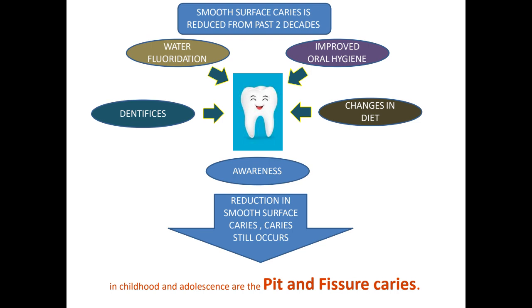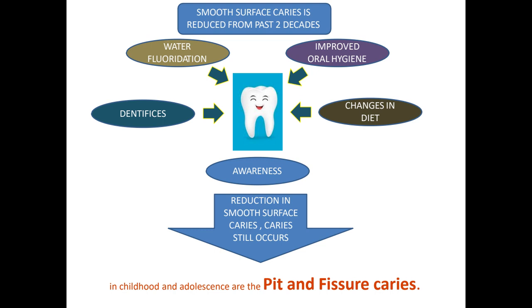But caries still occurs in childhood and adolescence. Now, what is this caries which still occurs in childhood and adolescence? It is the pit and fissure caries. We know that there are a lot of factors or agents which we use to reduce caries occurrence, like the preventive agents. One of the most important agents we discussed before is the use of fluoride. Now, does fluoride not help to reduce pit and fissure caries or smooth surface caries?